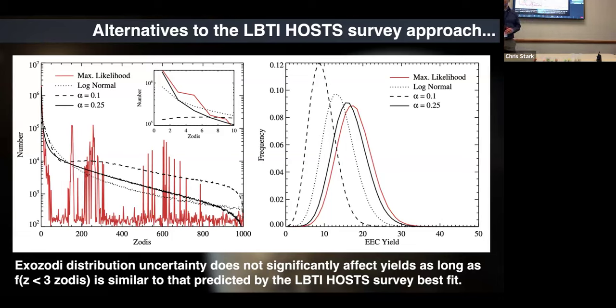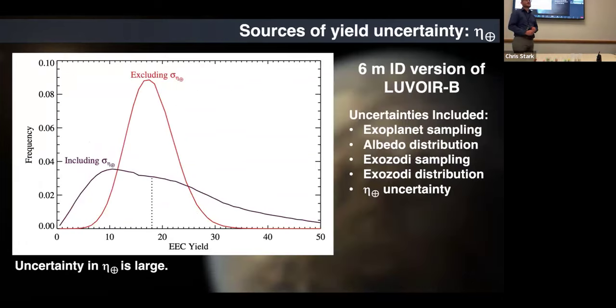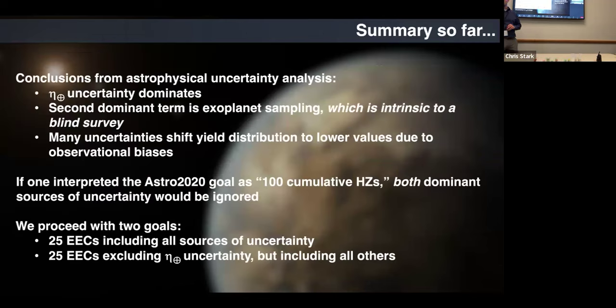And when we include those eta Earth uncertainties, you go from the red curve to the purple curve. So the purple curve is our final uncertainty yield distribution, including all sources of astrophysical uncertainty. And as you can see, eta Earth is the dominant source, right? So the conclusion so far is that the uncertainty in eta Earth dominates by far, but surprisingly, the second largest source of uncertainty is the one you probably can't get rid of. It's the exoplanet sampling statistics.